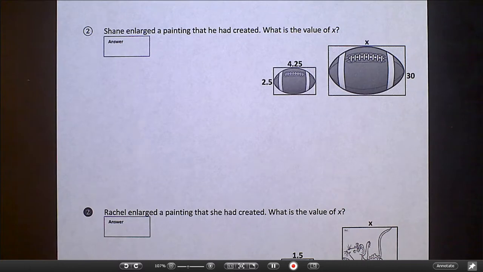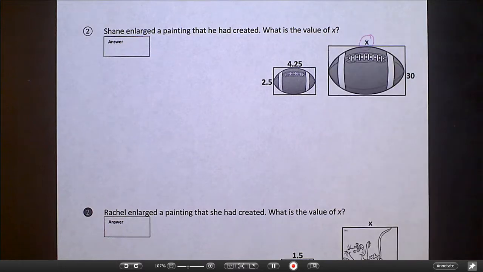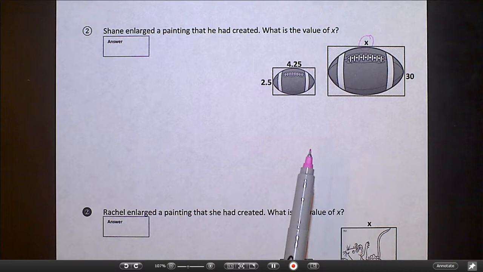Shane enlarged a painting that he had created. What is the value of x? And here is our x. So this is a similar figures problem again. All we have to do is compare these two pictures, and they are proportional. They are similar to each other.